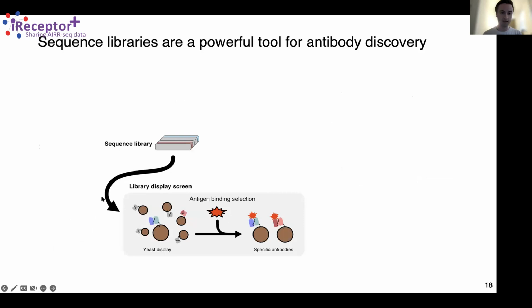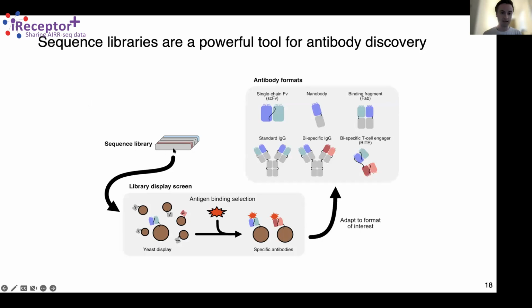Next, I'll go a little bit into our model for antibody library generation. To give a little bit of motivation for this model, in antibody discovery campaigns, you'll typically start with some sequence library. These can be generated through random mutagenesis, error-prone PCR, and the like, to produce some diversity. Then they're typically screened over an antigen to find specific antibodies and adapted to some format of interest. So what we'd like to do here is replace this initial library randomization process with a generative model.